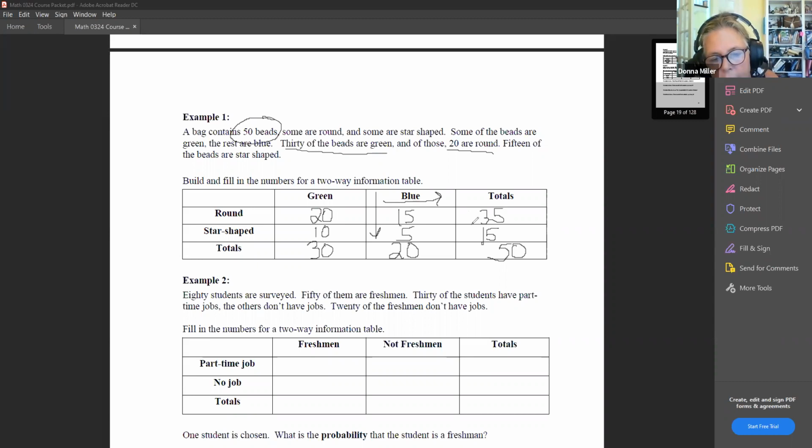And you'll notice when I add down this way, yeah, it adds to 50, so I know my table is right. So this tells me there's 15 round blue beads, 5 star-shaped blue beads, there's 20 blue beads altogether, so I can read the table once I have it all filled in, okay? All right, and they didn't ask me for any probabilities, so we're just gonna let that go.